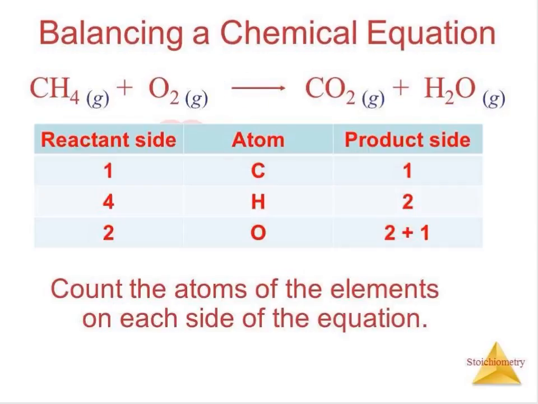After writing the correct chemical equation representing the reaction, we count the atoms of the elements on each side of the equation. Since the chemical equation is always divided into two parts, the reactant and the product side, we count the number of atoms on the reactant side and then we count the number of atoms on the product side. For example, we have the atoms of carbon, hydrogen, and oxygen involved in this chemical equation. For the reactant side, we have one atom of carbon, 4 atoms of hydrogen, and 2 atoms of oxygen.